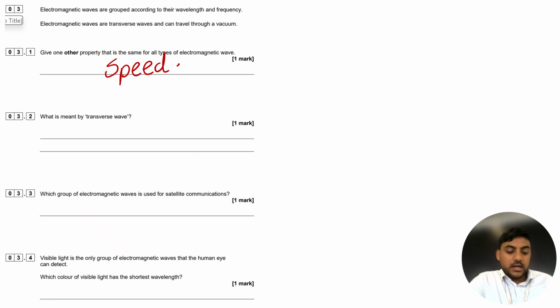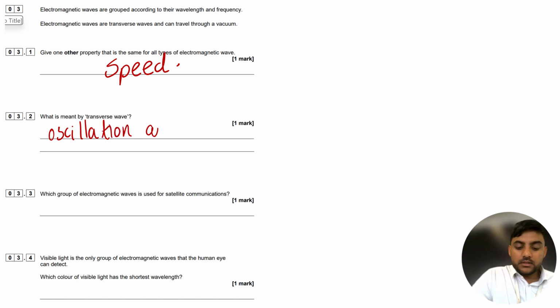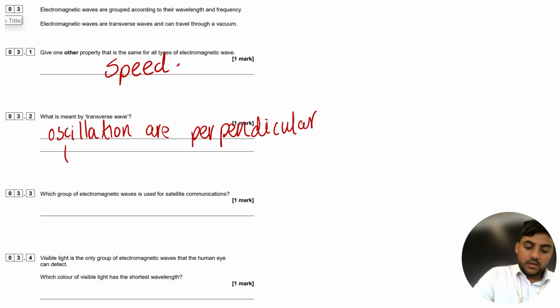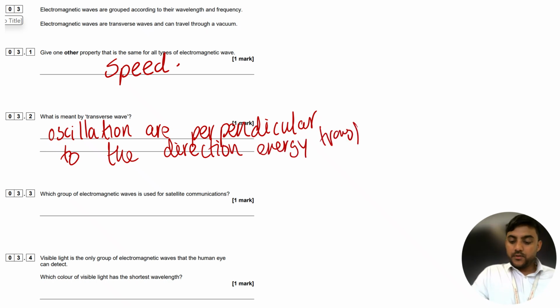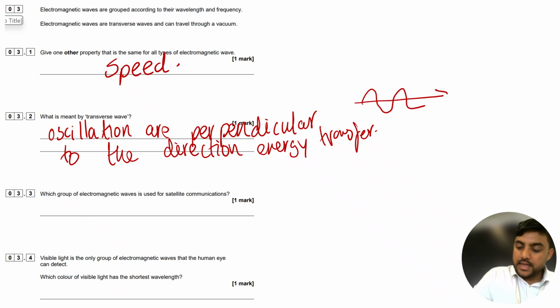What is meant by a transverse wave? Longitudinal means the vibrations are along the direction of the wave. Transverse waves means the vibrations or the oscillations are perpendicular to the direction of energy transfer. You have to remember it like this. In a transverse wave, the oscillations are perpendicular to the direction of the energy transfer. Here's the wave. The energy is being transferred in the direction that I've shown, and the wave moves up and down like that.